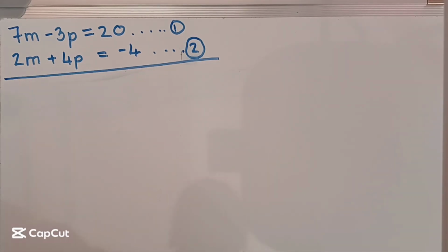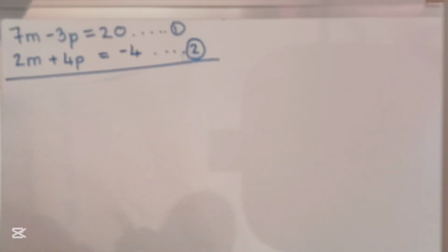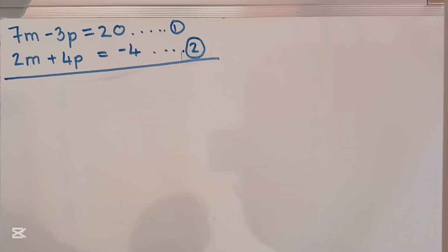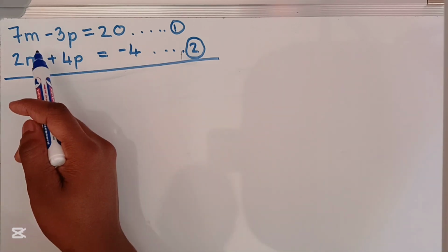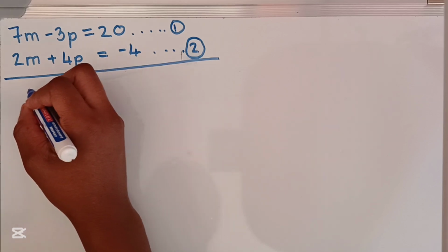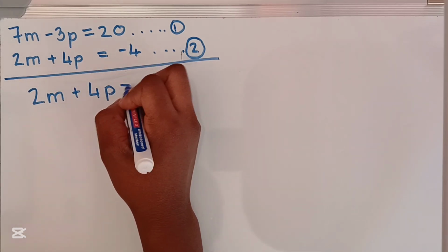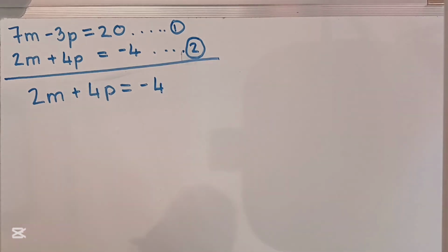In our next substitution example, I numbered my equations, equation 1, equation 2. Next step is to try and make a variable the subject of the formula. So between equation 1 and equation 2, you have to make a variable the subject of the formula. So I'm going to make m in equation 2 the subject of the formula. So we have 2m plus 4p equals to negative 4.